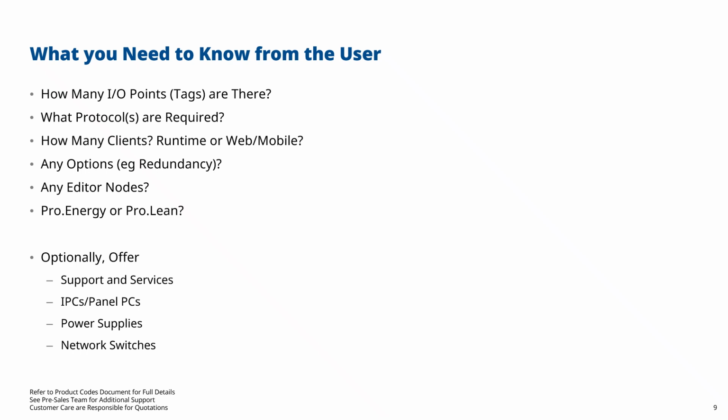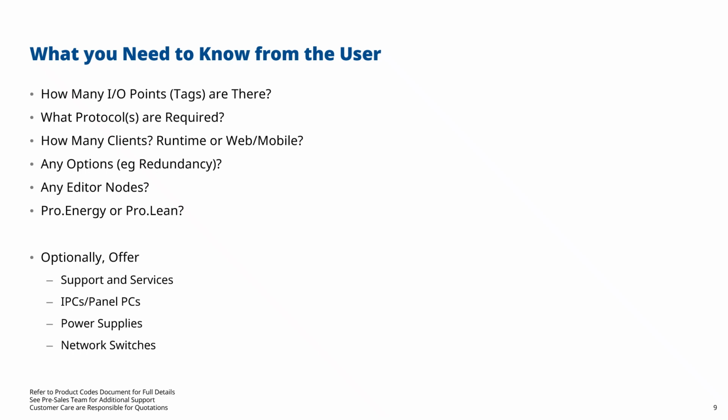Do you quote any editor nodes? If not, I would always recommend quoting an editor node as an option, and that could be in a separate quote, and that's for a development part number along with the annual support package. But editors might not be needed. For example, with an end user, they might only be interested in the runtime nodes. Another option is that we can also add editors to a runtime client to turn it into an editing node as well.